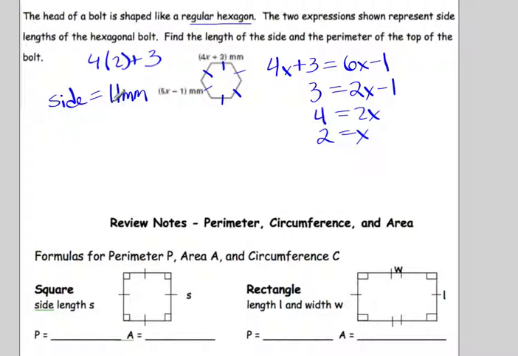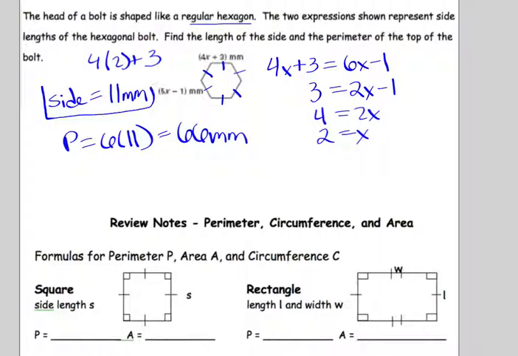So if one side is 11 millimeters and there are 6 of them, for the perimeter, we can do 6 times that 11 and find that it's 66 millimeters for the perimeter. So they asked me for the side and they asked me for the perimeter.